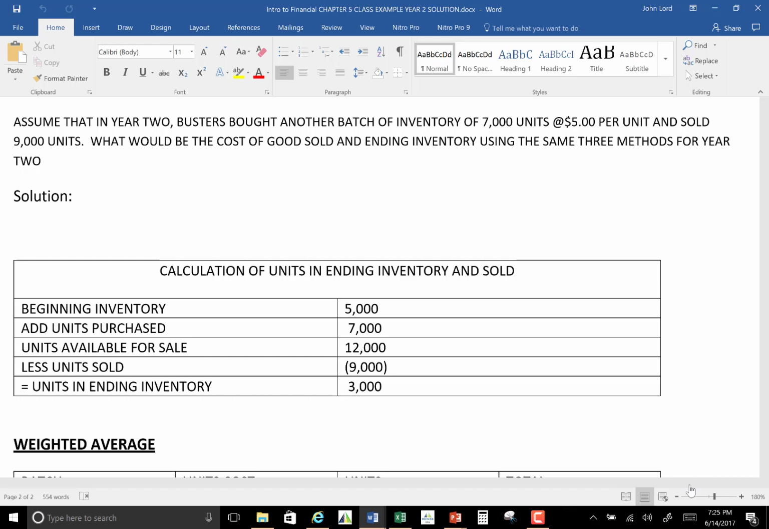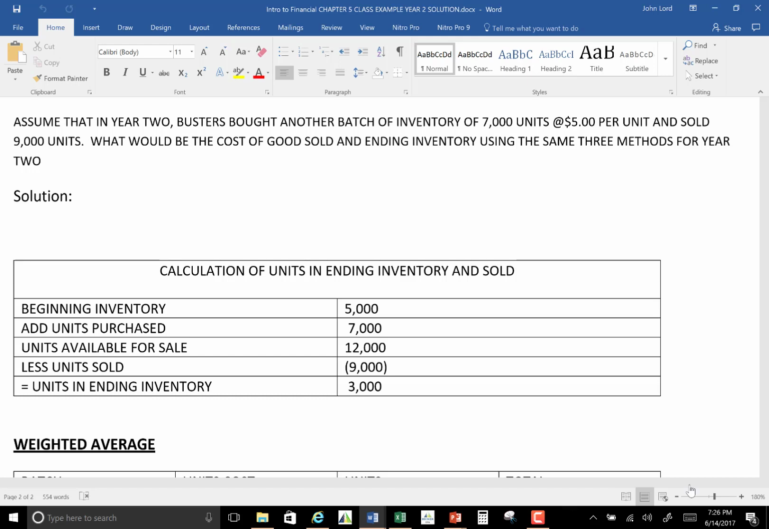In year 2 now, we assume that the Busters bought another batch of 7,000 units, and now they're paying $5 per unit for those items, and they sold 9,000 units. And again, I ask, what is the cost of goods sold? What is the ending inventory? And I ask it under the 3 methods that we've been talking about: weighted average, FIFO, LIFO, right?